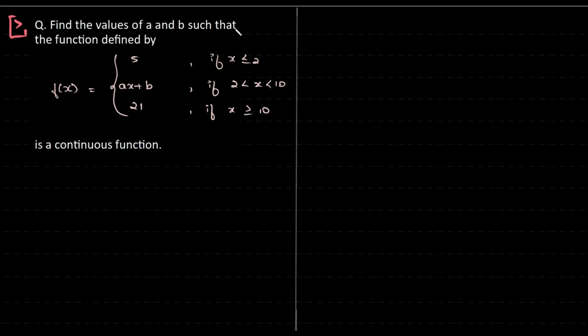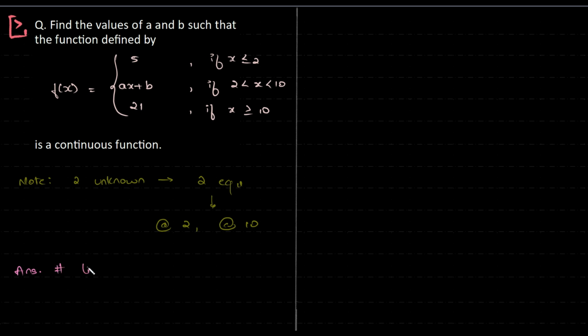Find the values of a and b such that the function defined by this particular set of things is continuous. The function is continuous. First thing is, how many unknowns are there? 2 unknowns. And how many equations will we require? 2 equations. Where will we get that? Well, we have 2 points of concern. One is at 2 and one is at 10. So at 2 and at 10. That's the funda. Right? So keeping this in mind, we can solve this.